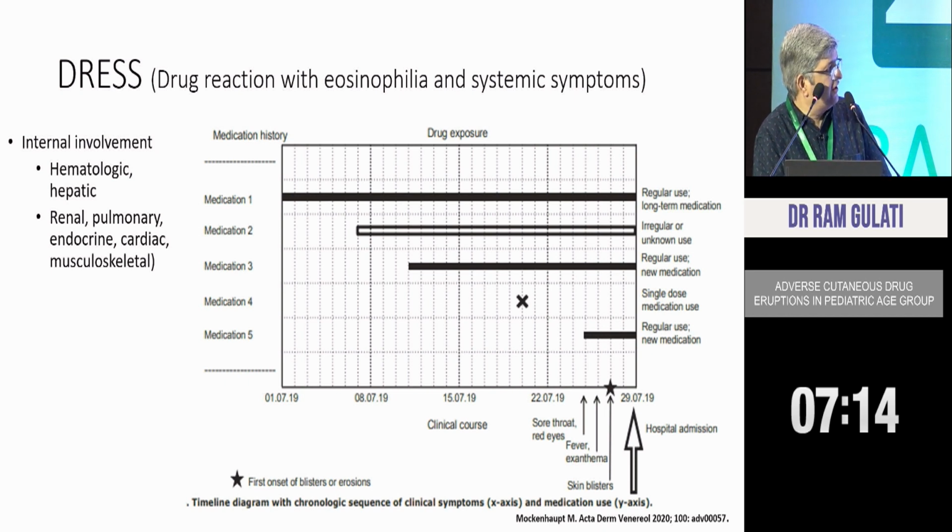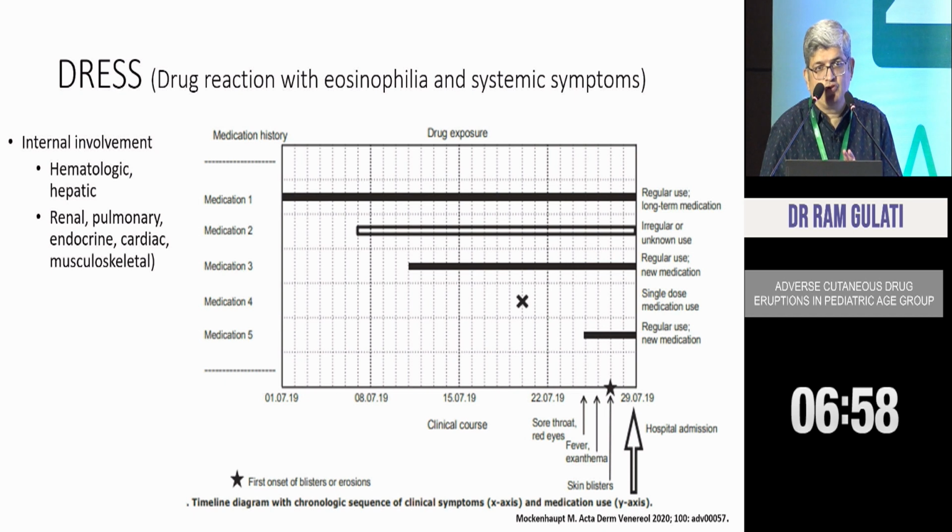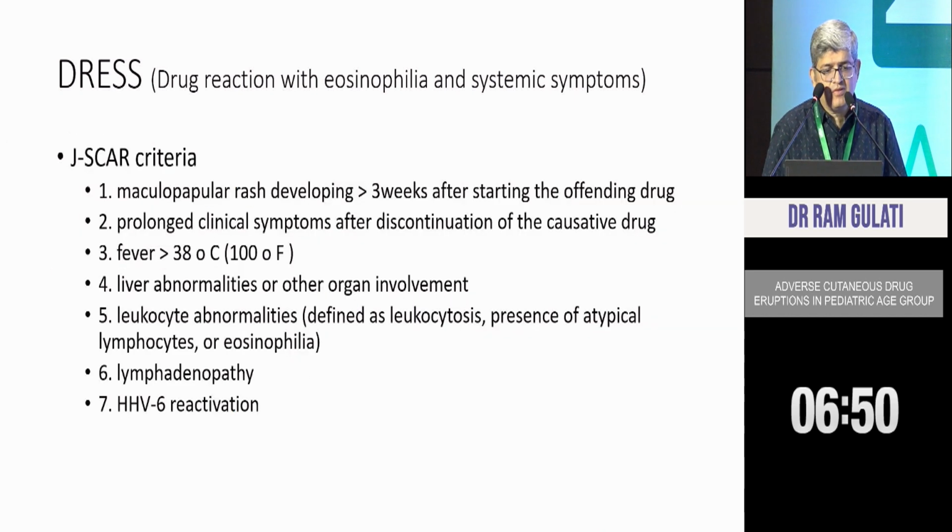This is the medication starting on this date. This is the medication on this date. A single dose was given of a medication at that point. Another medication. This is where the sore throat and eyes had a problem. There was fever. Here the skin blisters were there. So you have got a timeline, and you can judge where exactly which drug might have caused it. So drawing a timeline helps in reducing the drug which might have caused this reaction.